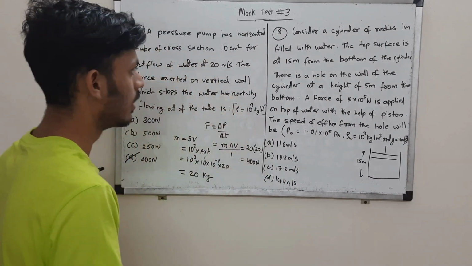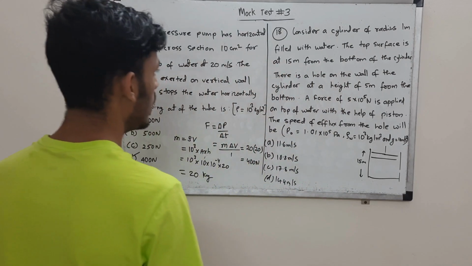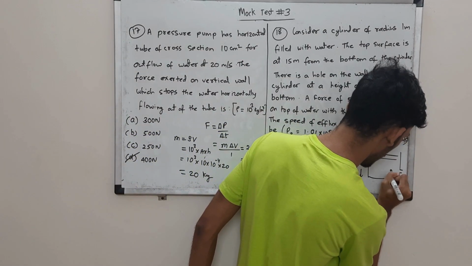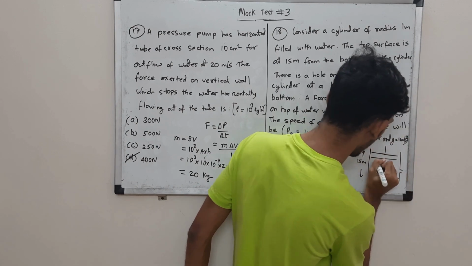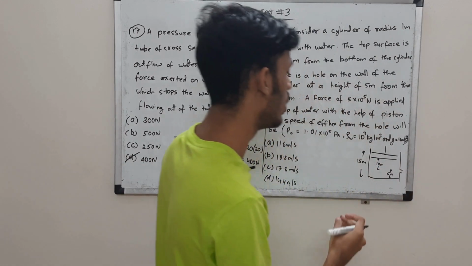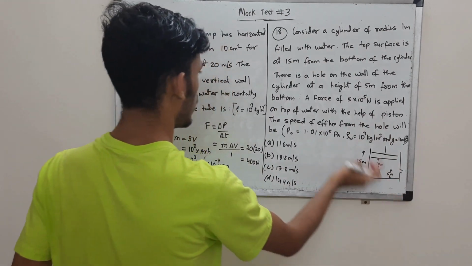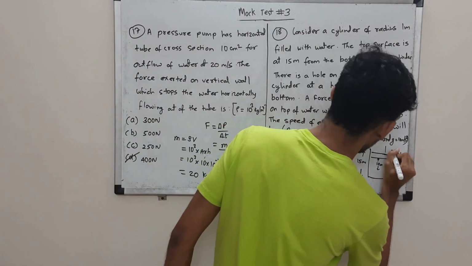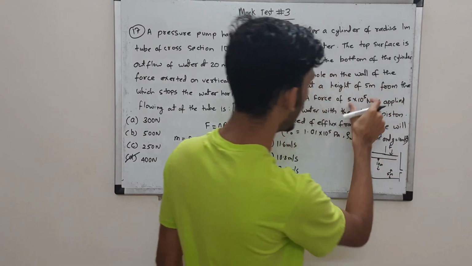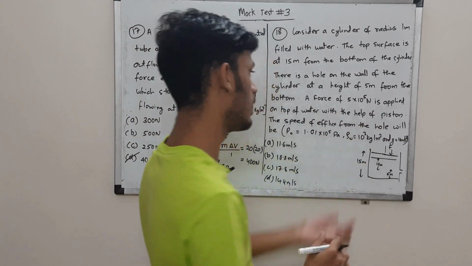Now there is a hole at one of the walls of the cylinder, at a distance of 5 meters from the bottom, so 10 meters from the top. So this orifice or the hole is at 10 meters from the top and 5 meters from the bottom. Using this piston we are going to apply a force F of 5 into 10 to the power 5 newtons on top of the water.